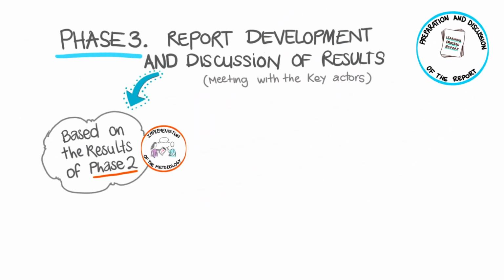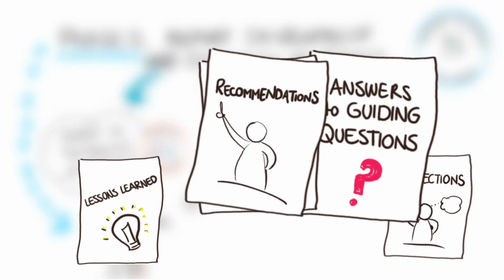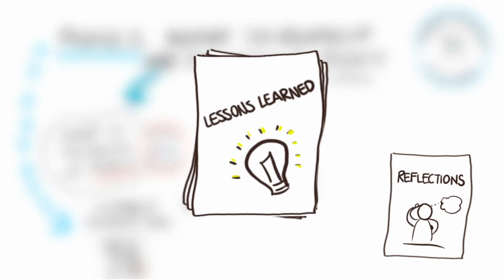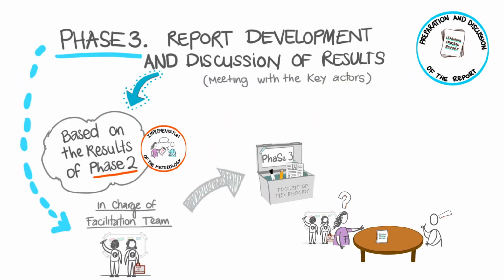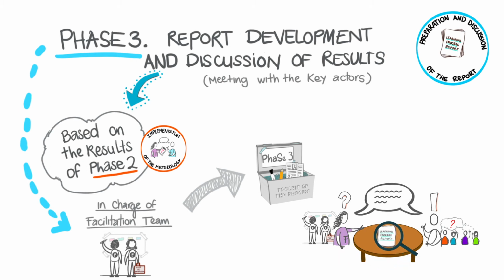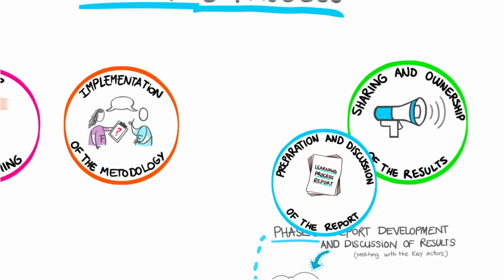In phase 3, the facilitation team develops a learning process report that includes the answers to the guiding questions, recommendations, lessons learned, and any other reflection that contributes to the learning process's expected results. This report is reviewed, discussed, and validated with the key actors until a version where all the parties agree that the expectations of the learning process have been met is reached.